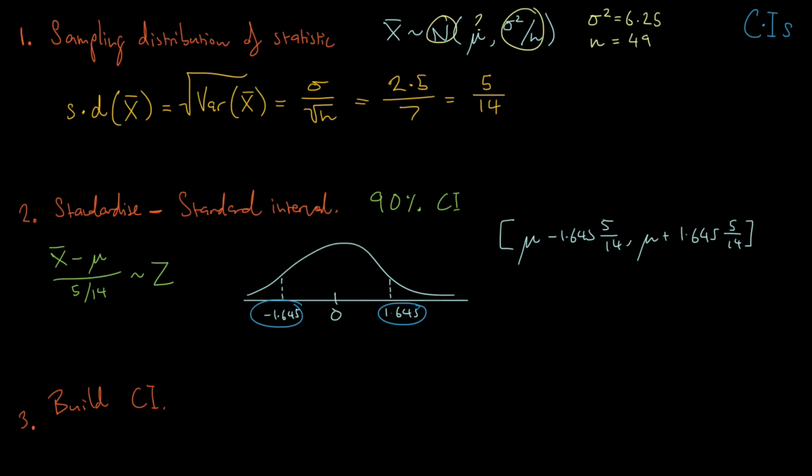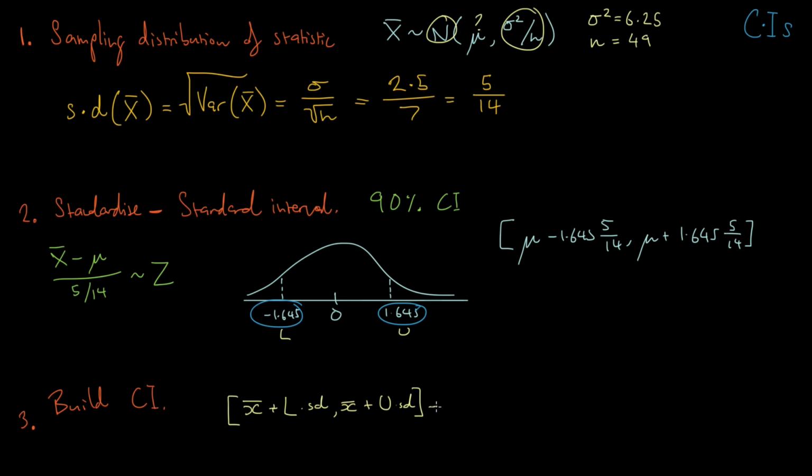And the final step that we need to do is to simply build this confidence interval. And this is really simple. This always works the same way. In this case, we're simply going to take the value of our statistic, and add this lower bound times our standard deviation. And that's going to go up to our sampling statistic plus the upper bound times the standard deviation.